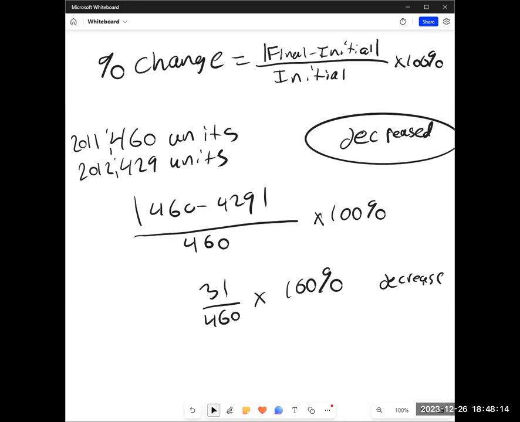And let's see what that is. 31 divided by 460, times 100 to change it to a percent, is 6.74 if I'm going to the nearest hundredth of a percent. No, one decimal place. So 6.7%.